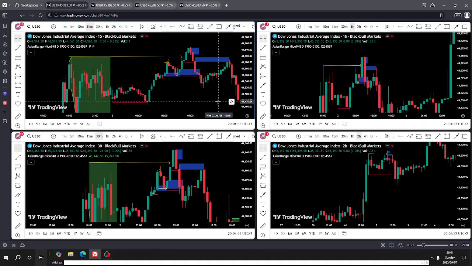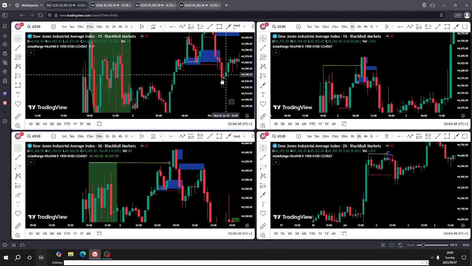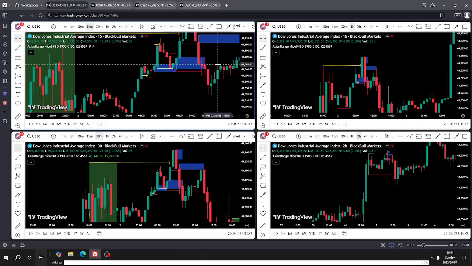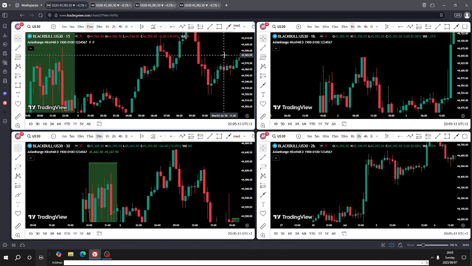Now we come towards our order block, right? Market taps into our order block. As market taps into our order block, what do we get to see? We get to see a pin bar, fair and square. And what did this pin bar do? If you take a look at this pin bar, we get to see that this pin bar has swept the order block.